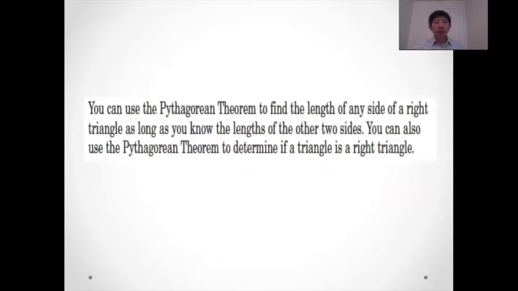Now you can use the Pythagorean theorem to find the length of any side of a right triangle as long as you know the length of the other two sides. You can also use the Pythagorean theorem to determine if a triangle is a right triangle, okay? So that's the purpose for learning the Pythagorean theorem, okay?